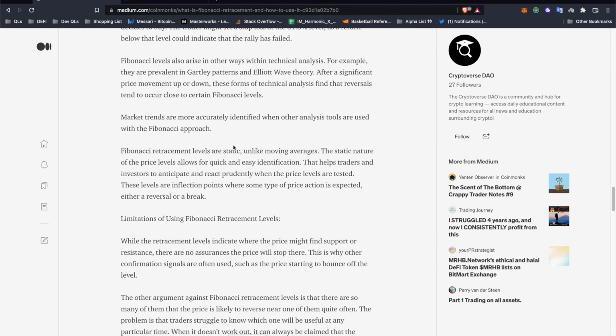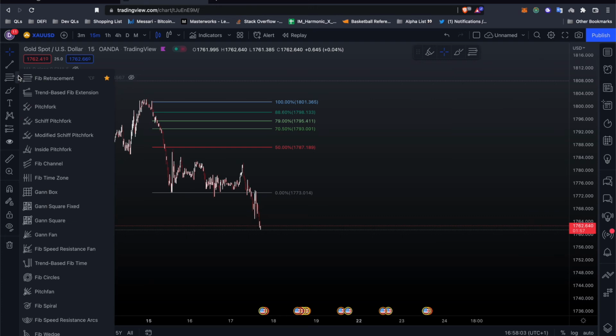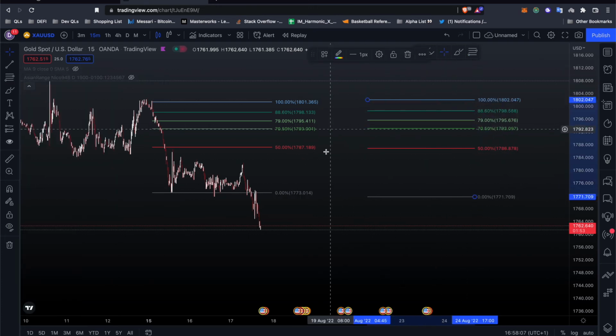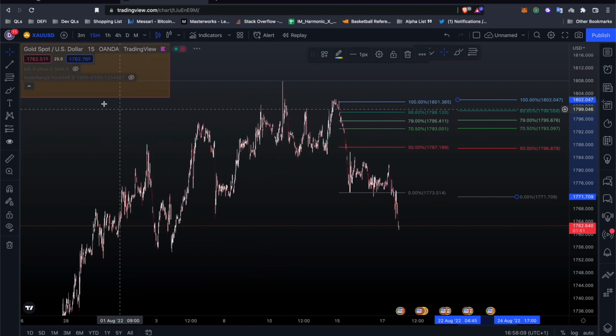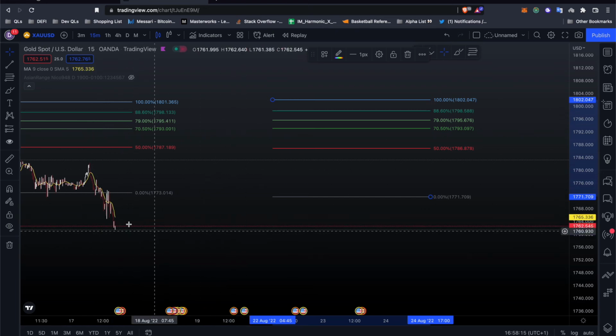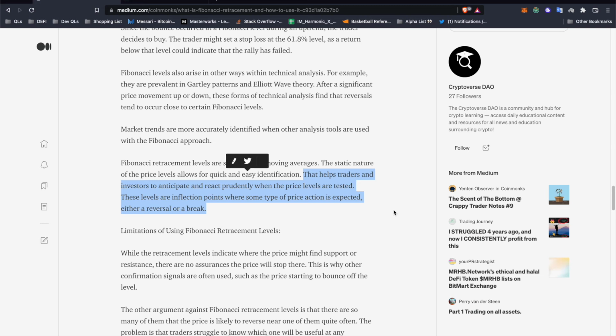The Fibonacci retracement tool does not depend on price. As you can see, I don't need price at all. I can just drag this from here to here, and there's no price at all over here, right? But if I needed to do an RSI, or let's see, a moving average, you see that it's dependent on price. It doesn't go beyond here. That's what that means. That helps traders and investors to anticipate and react prudently when the price levels are tested. These levels are inflection points where some type of price action is expected, either a reversal or a break.